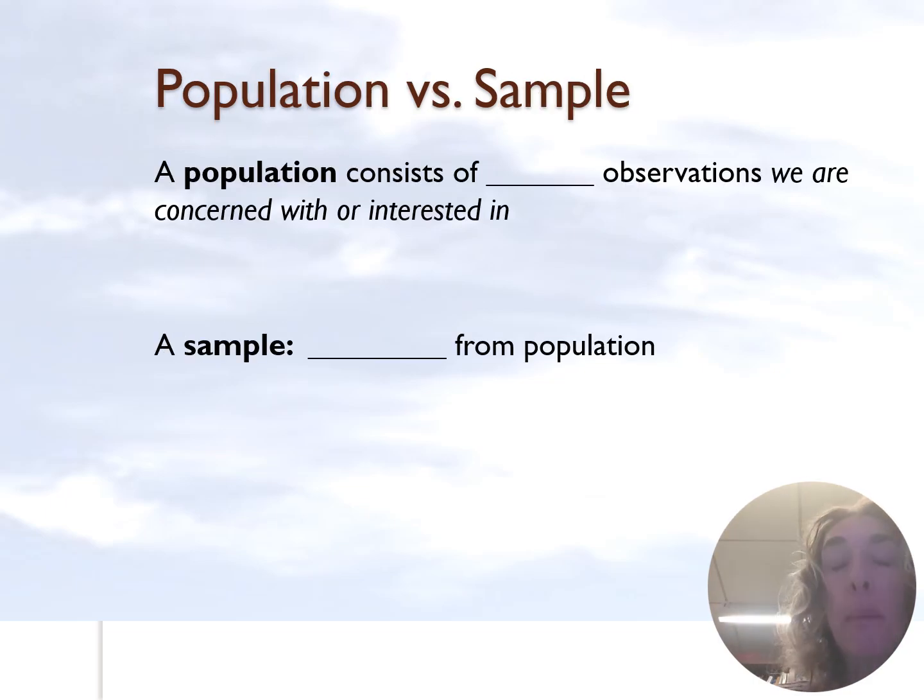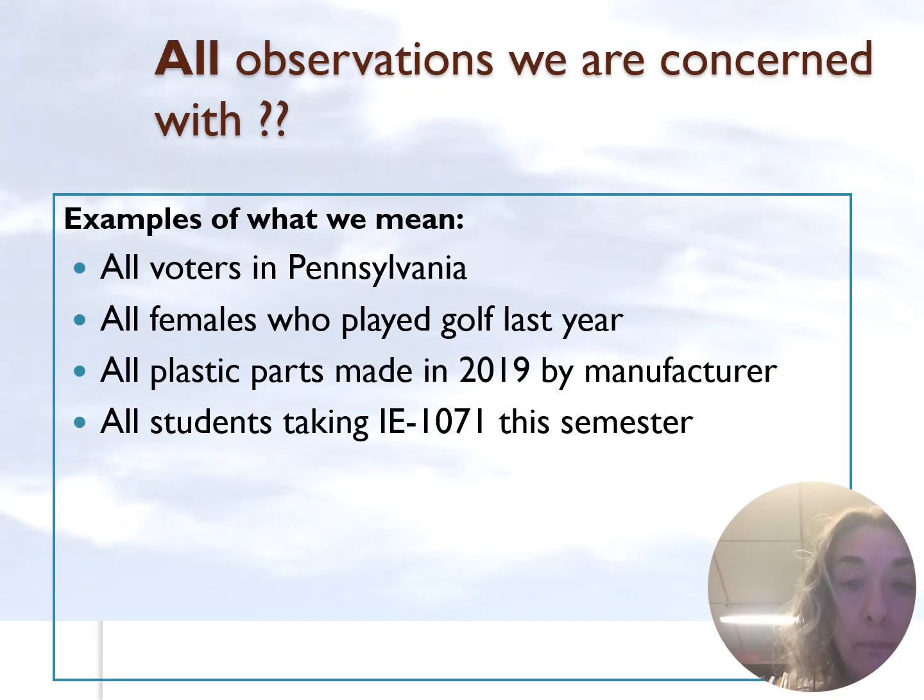Okay. So let's define population versus sample. A population consists of all the observations that we are concerned with or interested in, whereas a sample is a subset of the population. So what do we mean by all the observations that we are concerned with? Here are some examples. We could be interested in all voters in Pennsylvania, all females who played golf last year, all plastic parts that were made in a given year by a manufacturer, or all students taking this course this semester. So you form a population.